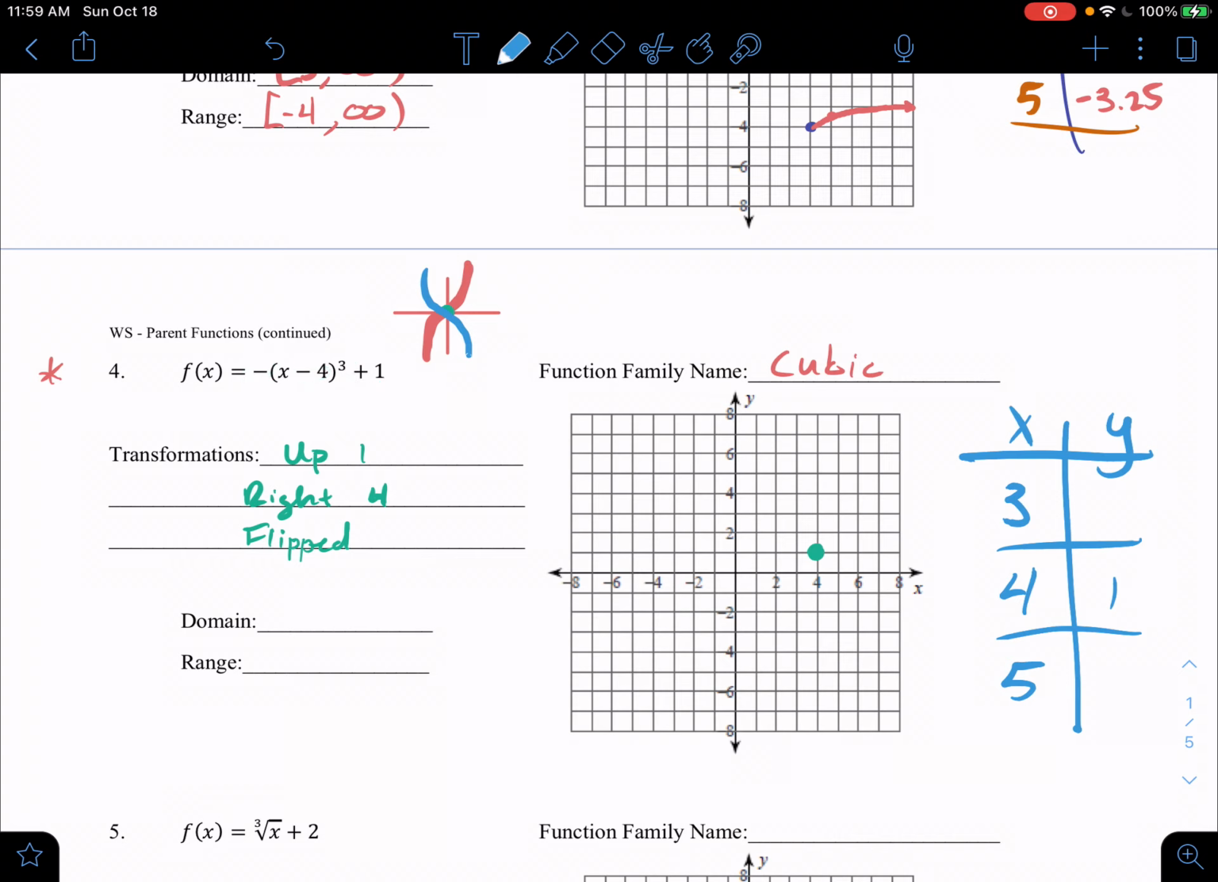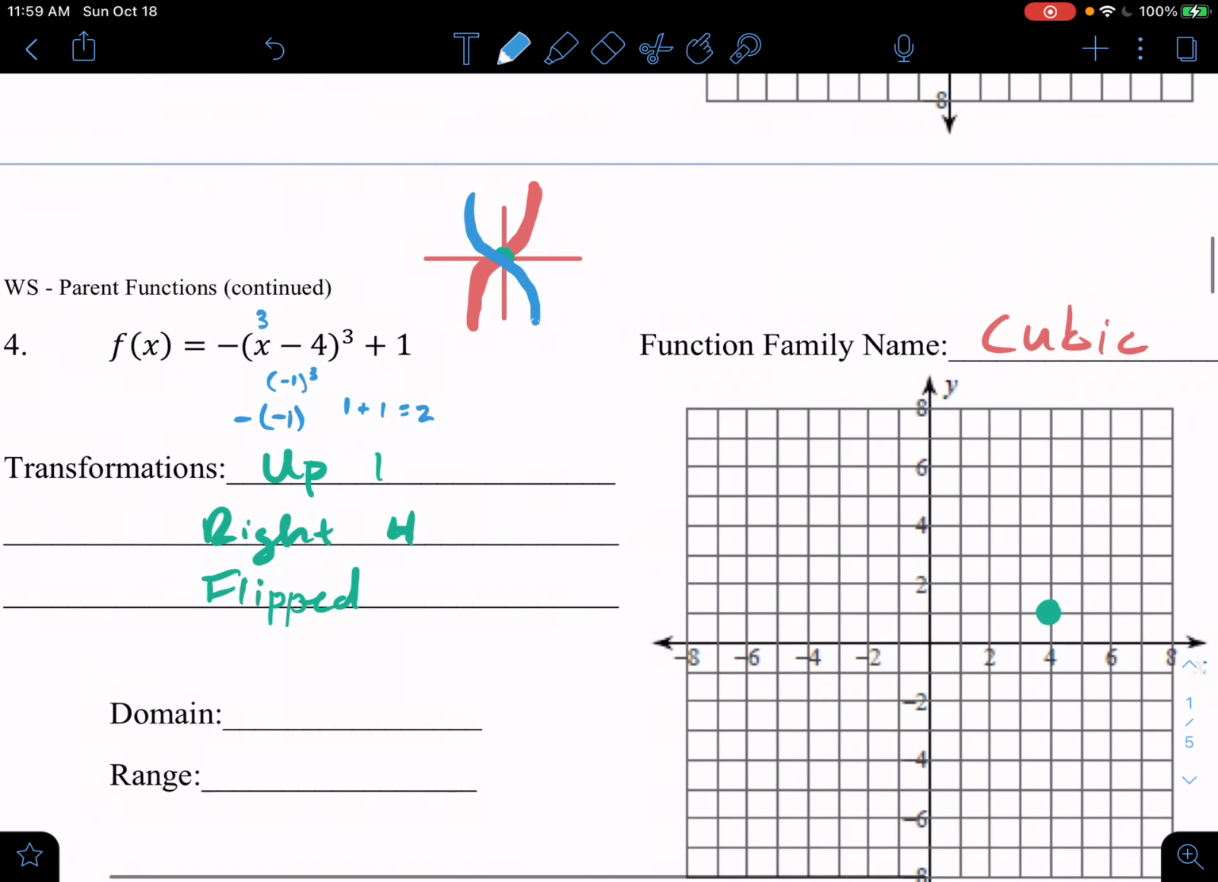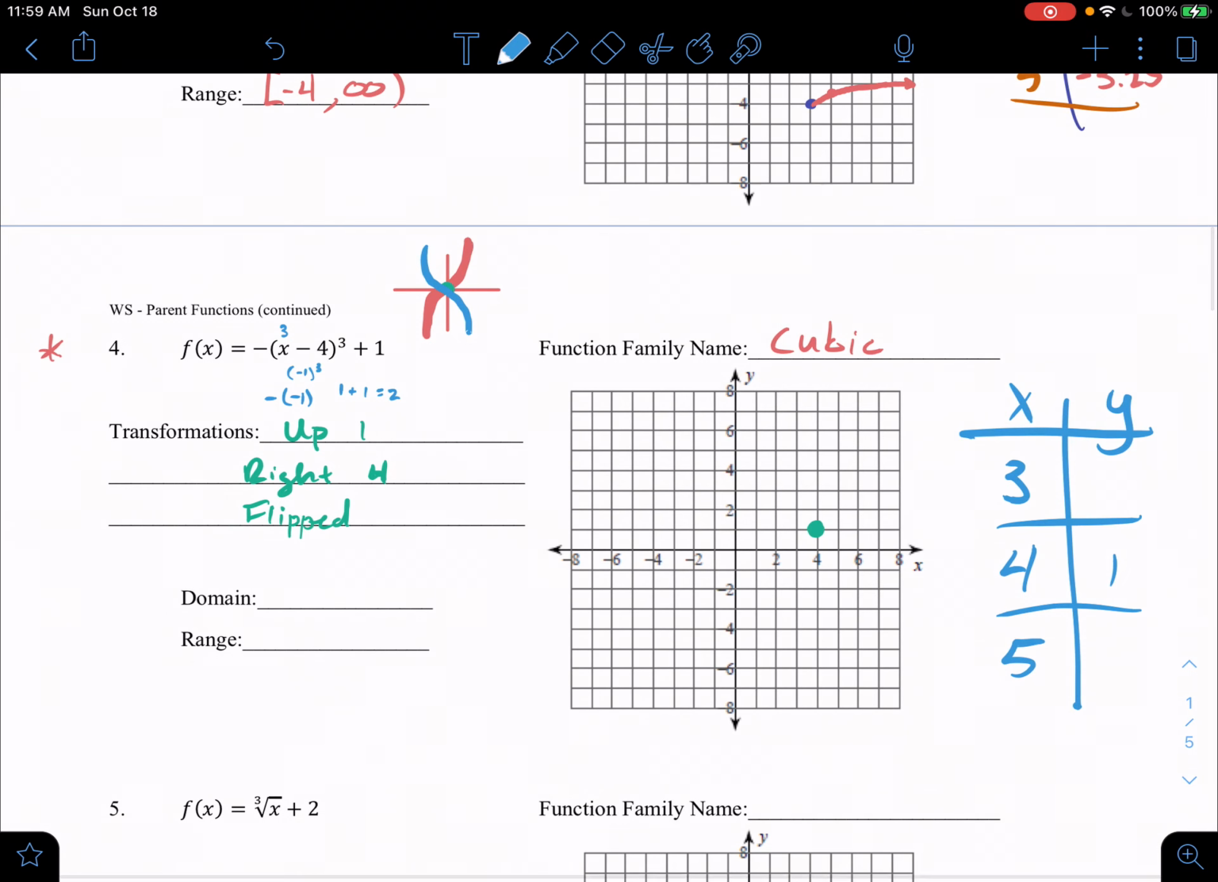So plugging in a 3, if I plug in a 3 right here, 3 take away 4 will be a -1. -1 to the 3rd power has to happen next. So -1 cubed will end up being a -1. And then that's where the negative in front slides in. So a -1 makes it a +1, plus 1 equals 2 at the end of the day. So when I plugged in a 3, I was really at a 2.